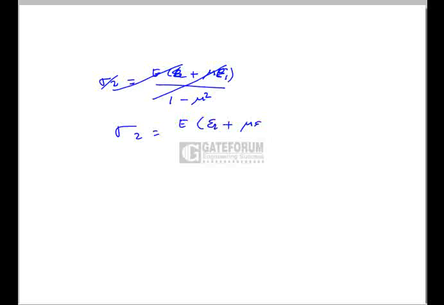And now the second principal stress sigma 2 is given by E into (epsilon 2 plus mu epsilon 1) by (1 minus mu square). So here already we know the values. Let us say sigma 2 is equal to E into (epsilon 2 plus mu into epsilon 1) by (1 minus mu square). So again substitute all the known values, so that we get here sigma 2 is equal to minus 33.2 megapascal.